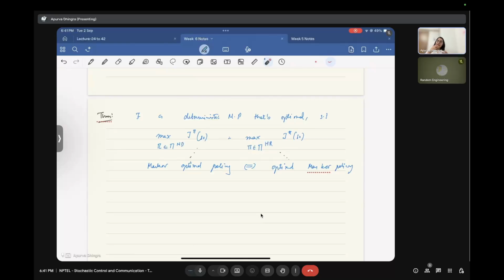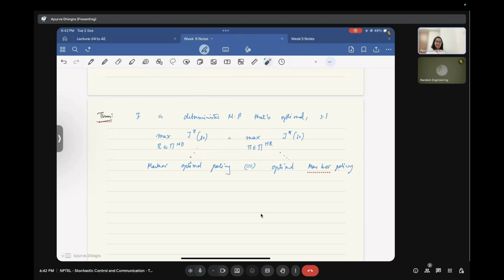Meaning, if you're able to formulate your problem as a Markov decision process, in fact, the reward is of the form that we have talked about, then you don't need to worry about history dependent policies which are randomized. It is more than enough to just focus on Markov deterministic policies. And that's where our optimal will lie.